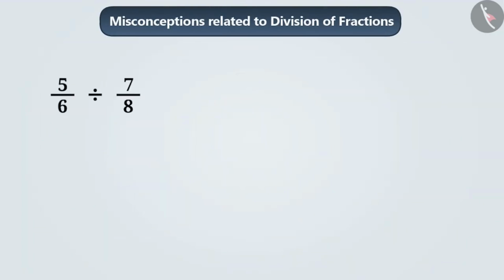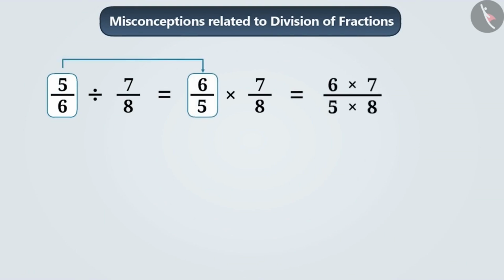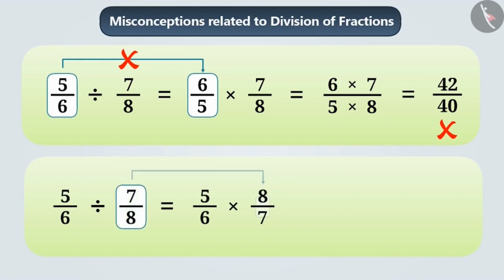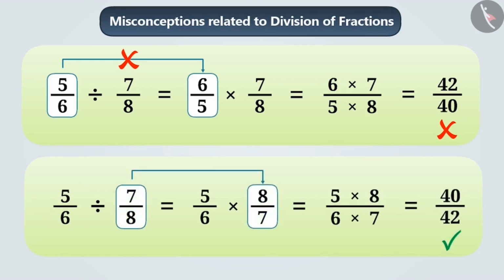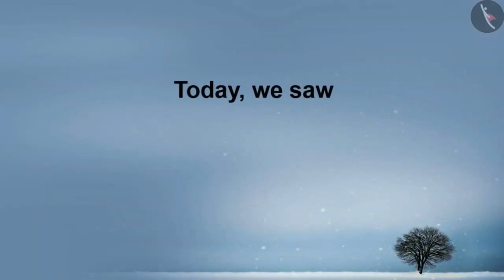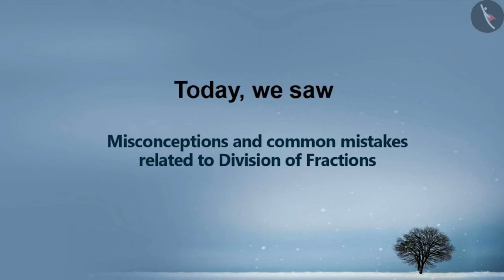Some children take the reciprocal of the first number instead of taking the reciprocal of the second number. If they do this, they will once again get the wrong answer, 42 by 40. It is important to understand that we cannot change the first number. Take note that while dividing two fractions, we must keep the first number exactly the same and multiply it by the reciprocal of the second number. Today, we saw some misconceptions and common mistakes related to division of fractions.